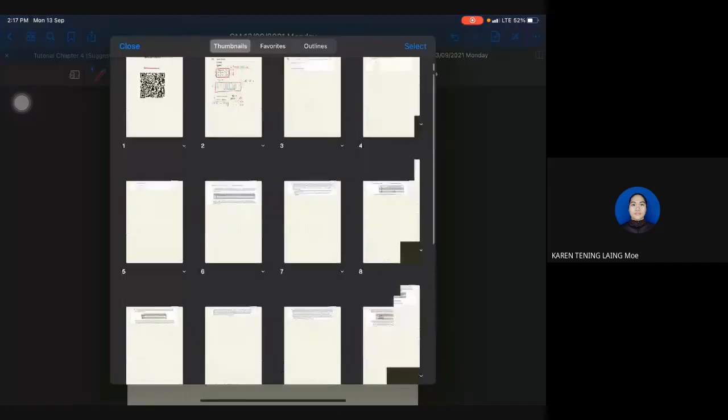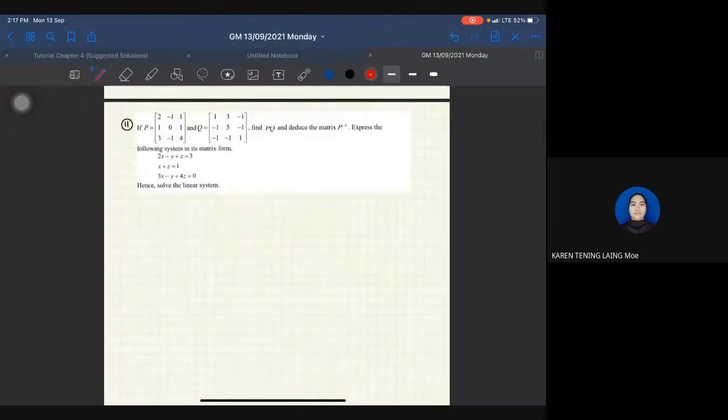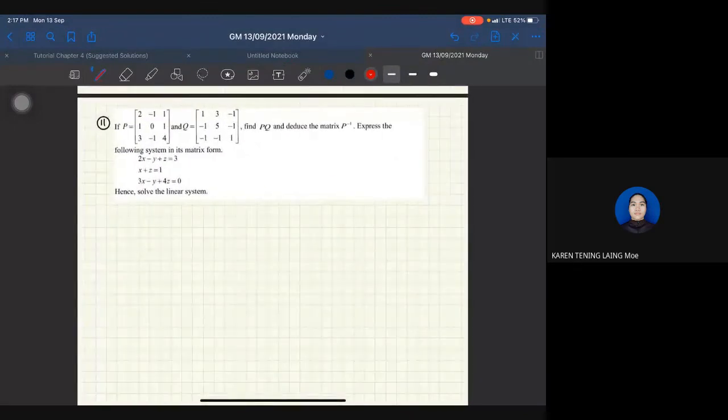Okay, so let's take a look at this first question dulu. Okay, so kat sini dia cakap, dia dah bagi kita P and also Q. Okay, and then soalan cakap find PQ. Lepas tu deduce the matrix P inverse. Okay, so deduce ni, dia sama tak maksud dengan hence ataupun thus? Deduce over here. Sama tak dengan thus ataupun hence?